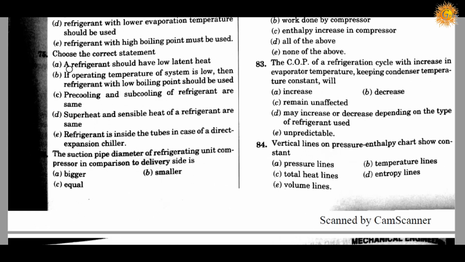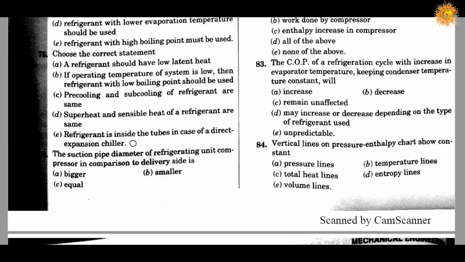Choose the correct statement. Option A, a refrigerant should have a low latent heat. Option B, if operating temperature of system is lower, then a refrigerant with low boiling point should be used. Option C, pre-cooling and subcooling of refrigerant are same. Option D, superheat and sensible heat of refrigerant are same. Option E, refrigerant is inside the tube in a case of a direct expansion chiller.